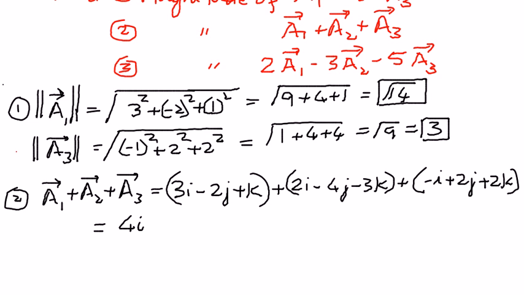Negative 2j plus negative 4j is negative 6j. Negative 6j plus 2j is equal to negative 4j. Okay, it's that simple. Plus k minus 3k is minus 2k. Minus 2k plus 2k is going to be equal to 0k. Just 0 or just 0k. We'll just write it as 0k.